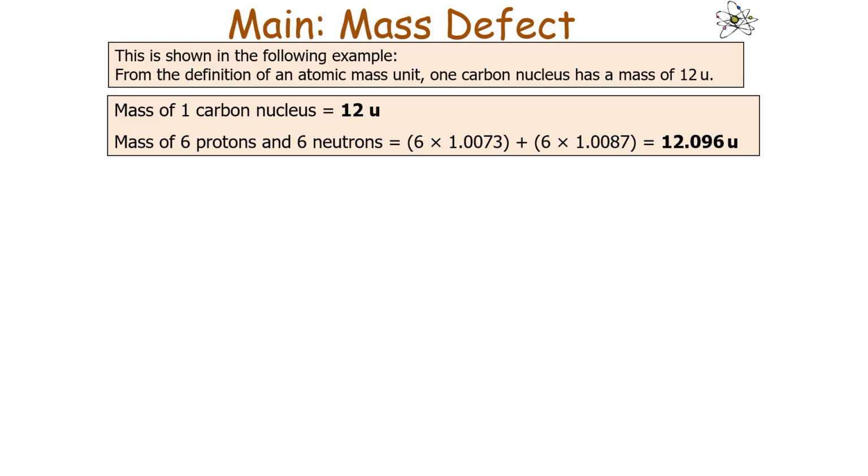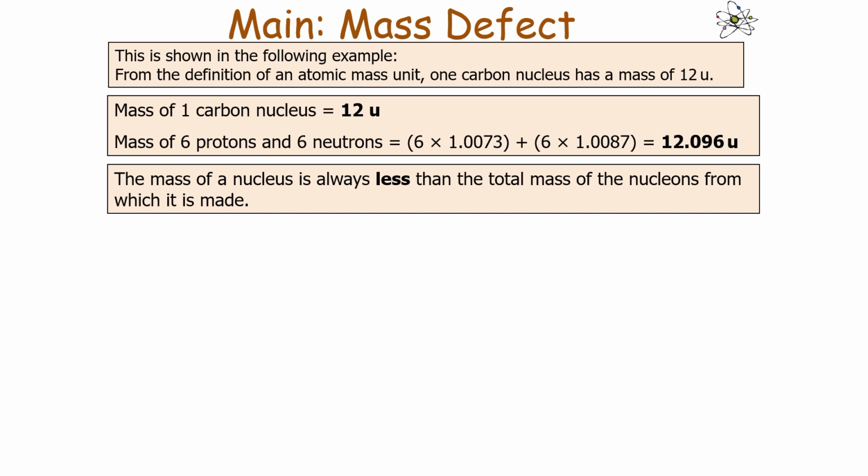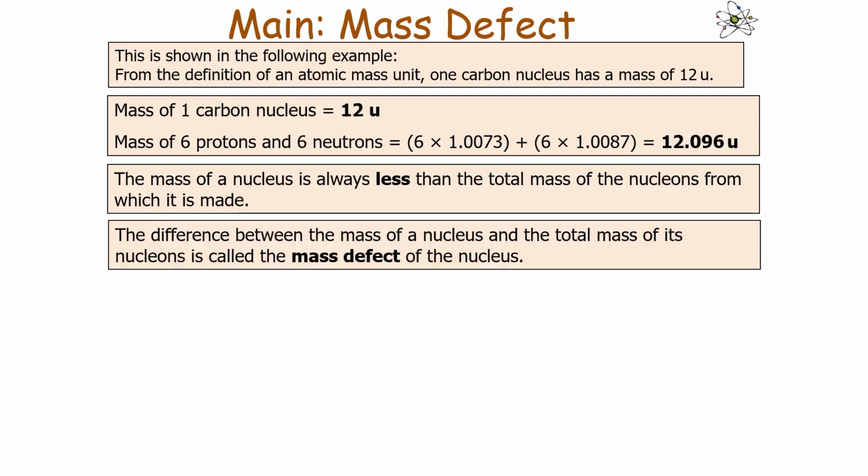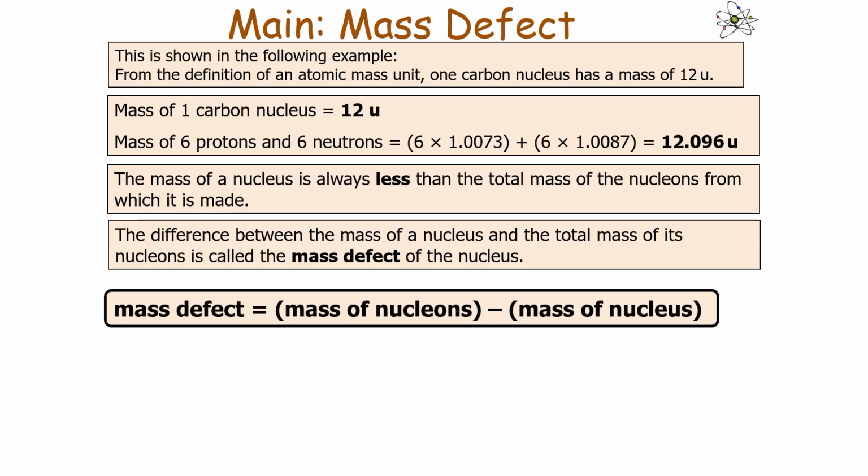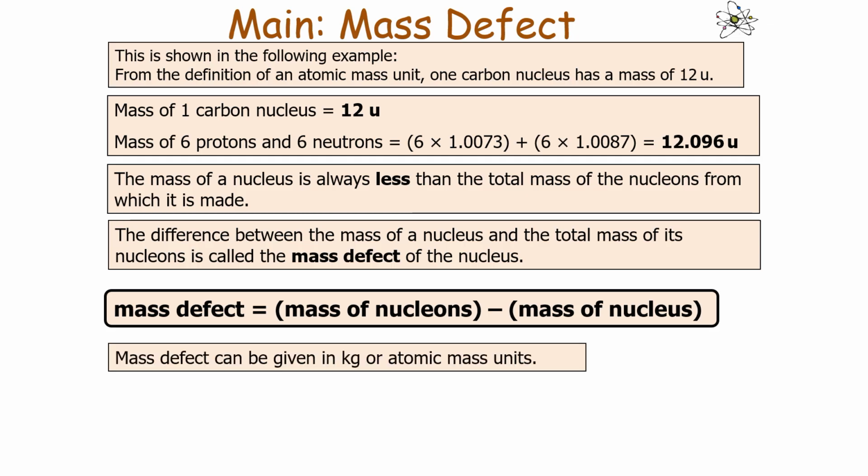From the definition of one atomic mass unit, one carbon nucleus has a mass of 12 u. So the mass of one carbon nucleus is 12 u, but if we work out the mass of 6 protons and 6 neutrons individually, then it is 12.096 u. This tells us that the mass of a nucleus is always less than the total mass of the individual nucleons from which it's made. The difference between the mass of the nucleus and the total mass of the individual nucleons is called the mass defect of the nucleus, which we can calculate with the equation shown on the screen. We can calculate our mass defect in either kilograms or atomic mass units.